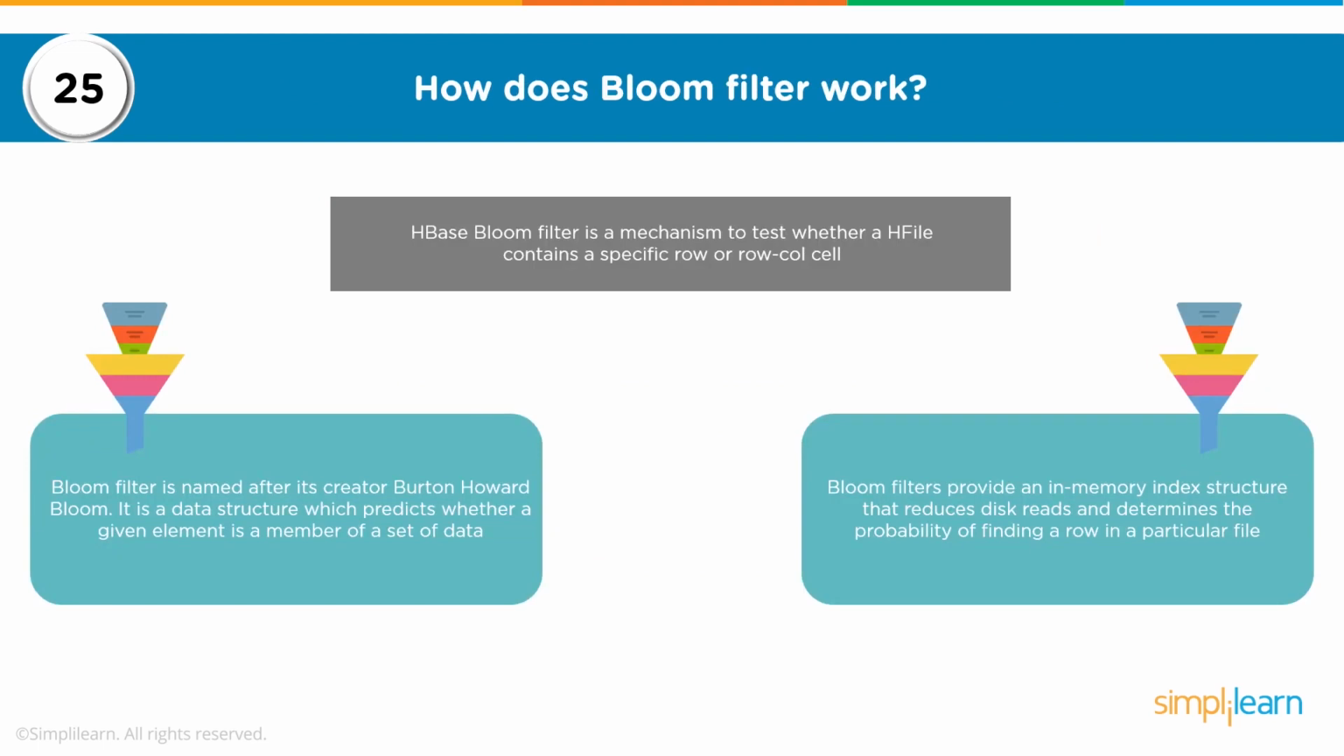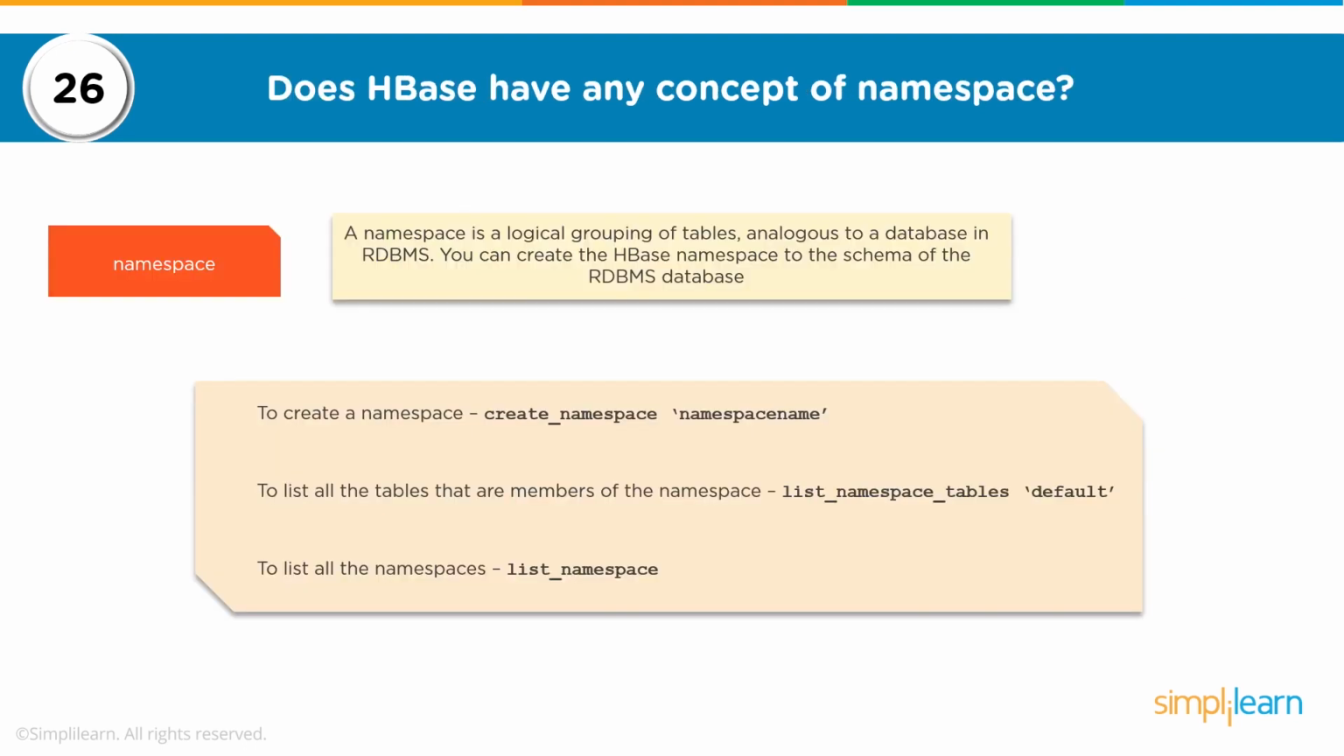So how does Bloom filter work? The HBase Bloom filter is a mechanism to test whether an HFile contains a specific row or a row-column cell. Bloom filter is named after its creator, Burton Howard Bloom. It is a data structure which predicts whether a given element is a member of a set of data. It provides an in-memory index structure that reduces the disk reads and determines the probability of finding a row in a particular file. This is one of the very useful features of HBase, which allows for faster access and avoids disk seeks.